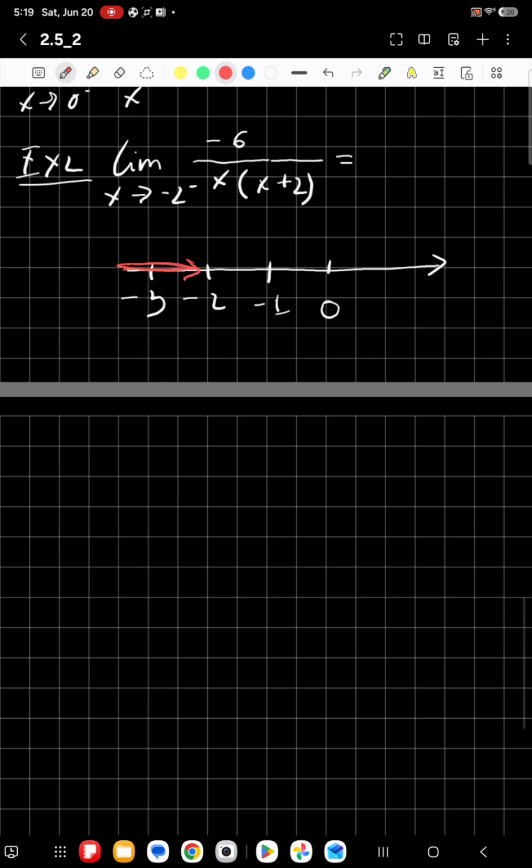What could those numbers be? Maybe negative 2.2, maybe negative 2.1, negative 2.001, etc. So what is happening? Let me take this and rewrite my function here: negative 6 over x plus 2.